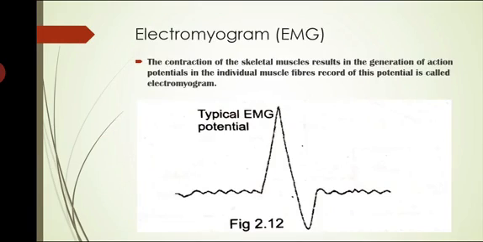Next we will see the electromyogram, that is the EMG. The contraction of the skeletal muscles results in the generation of action potentials in the individual muscle fibers. A record of this potential is called an electromyogram, that is the EMG.